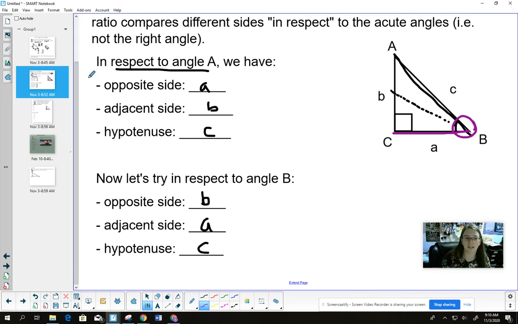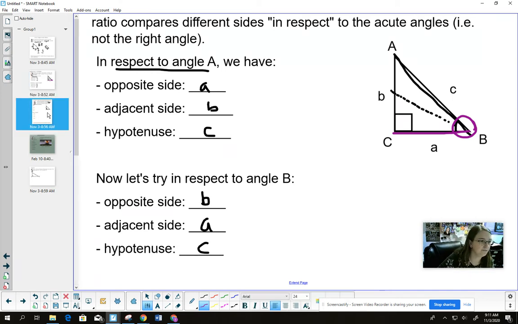We're going to have a lot more practice with this. That's a little bit confusing, so we just want to keep in mind what we mean by "with respect to." If I'm looking at A, what is opposite angle A is not what's opposite angle B. Keep that in mind. The perspective changes things.